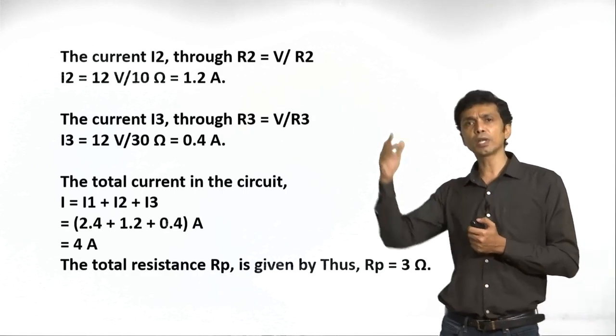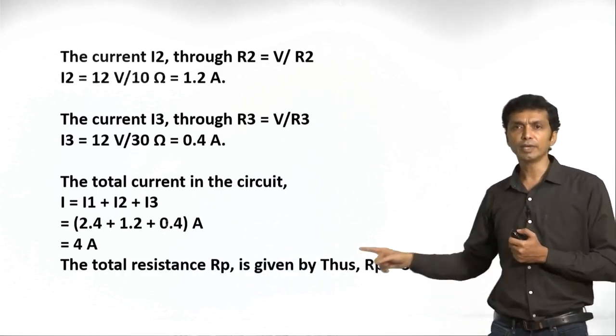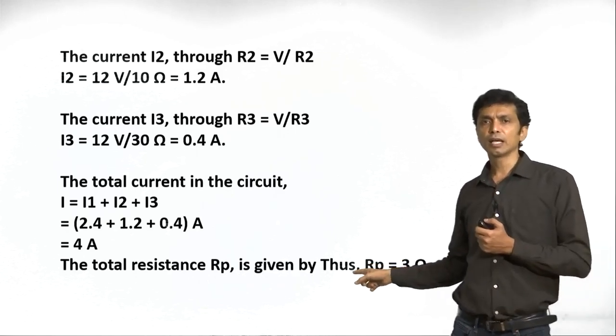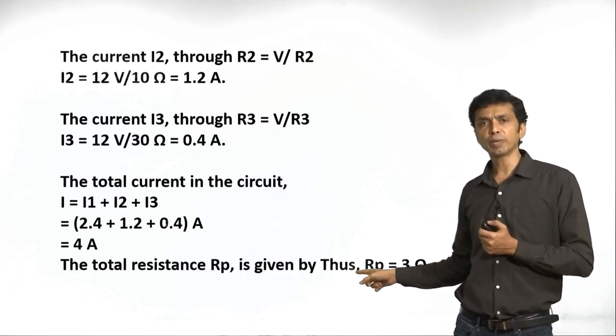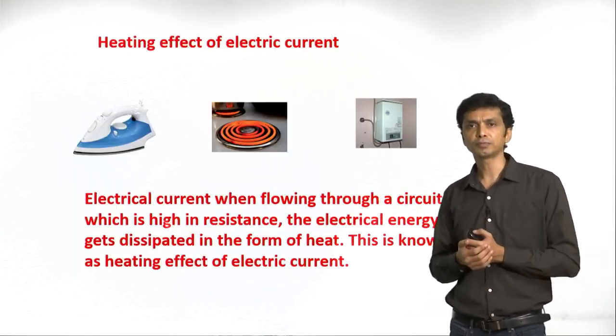Total potential difference is 12 volt. There we can see. So, if we divide V by I, we will get the resistance, because R is equal to V by I by Ohm's law, that is 3 ohm. 12 by 4 is 3 ohm.